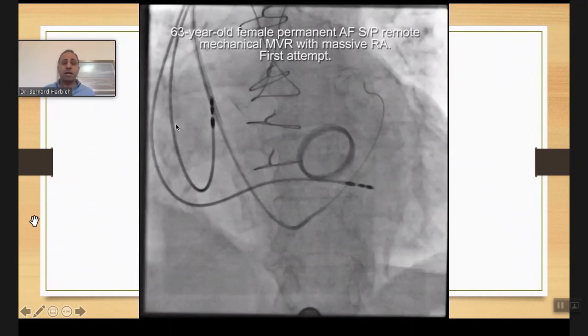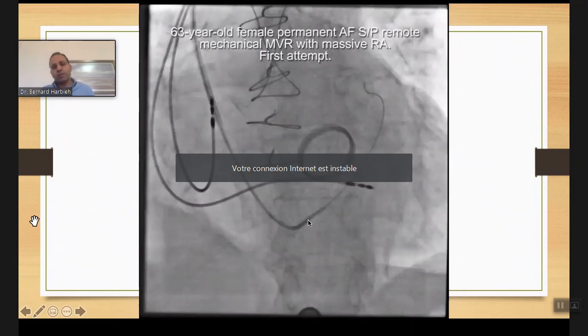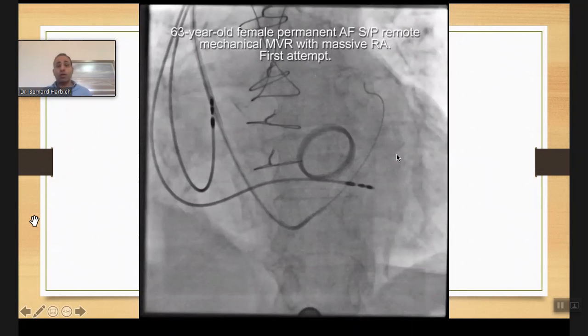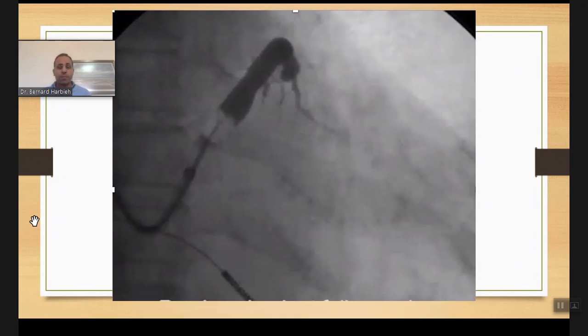And whenever it's a huge right atrium, this is the delivery system to use and what are the inner catheters to use, because sometimes you can see where we accessed the coronary sinus. So this is really important to know the anatomy before starting your procedure.